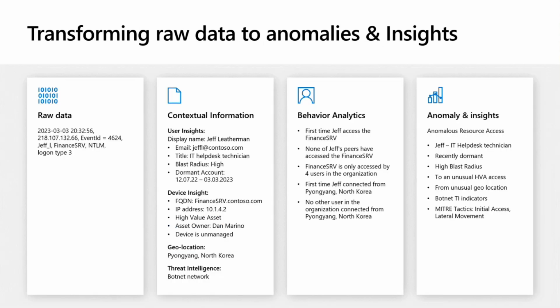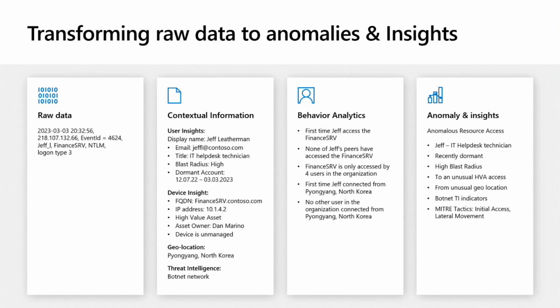So let's look at how we enrich the raw data and turn it all the way into our end product, an anomaly or an insight. As you can see this raw data here, here's what we know. This is an example of a 4624 Windows security event. An account was successfully logged on.